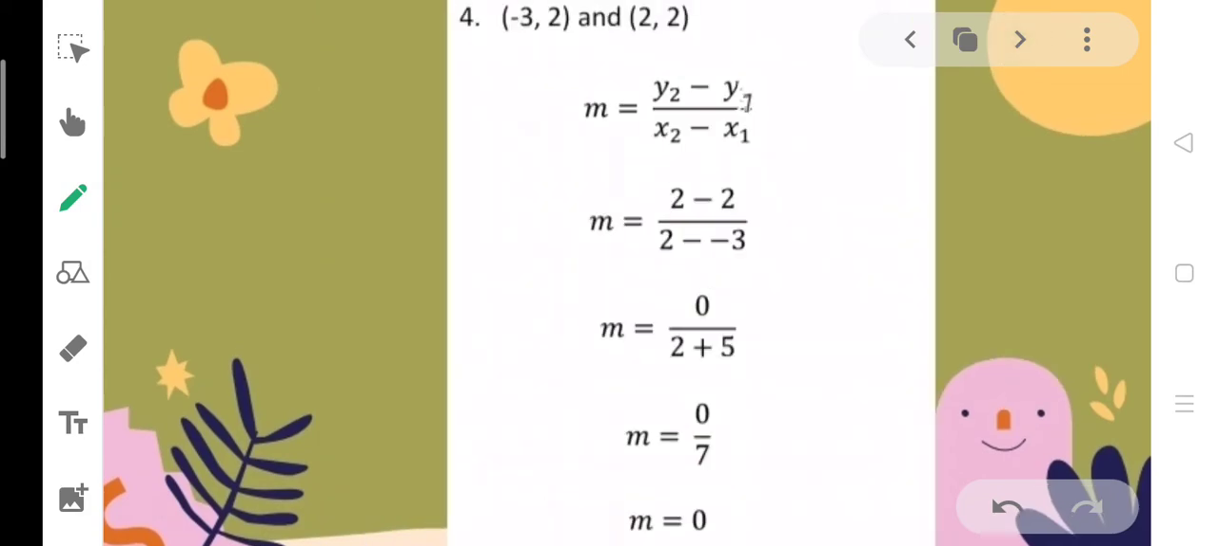Okay, another example. We have the line that passes through negative 3, 2, and 2, 2. So this is our y sub 2, 2, minus our y sub 1, 2. And then for x sub 2, 2, minus negative 3. So be careful with the sign. This minus sign is coming from the formula, and this negative sign here is for negative 3. All right? So let us simplify.